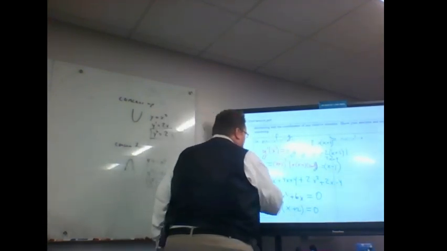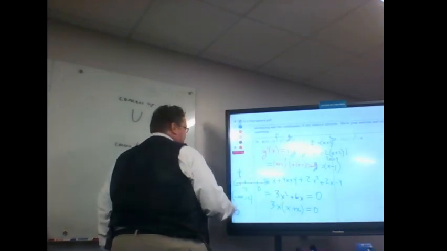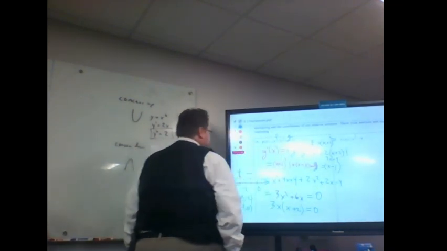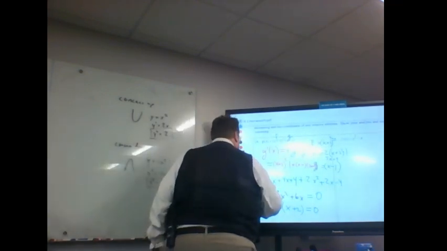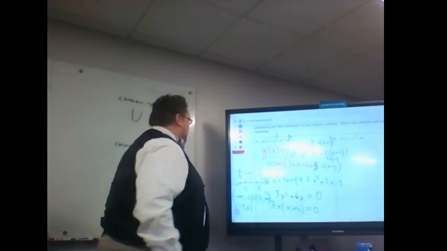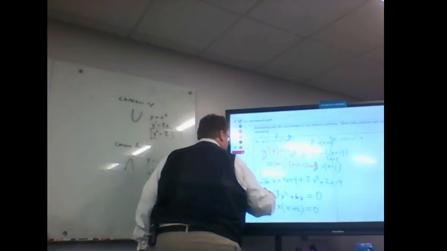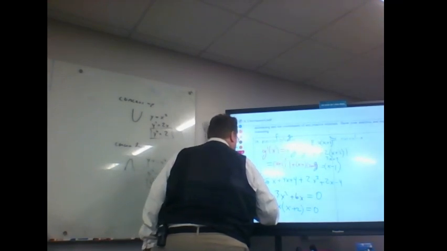Plug in negative 1. 3 times negative 1 would make this a negative number. Negative 1 plus 2 would be a positive number. Negative times a positive would make this negative. So from negative 2 to 0 is decreasing. 1 becomes positive. Make sure to go back to the original numbers, your critical values. So these numbers are increasing. These numbers are decreasing.